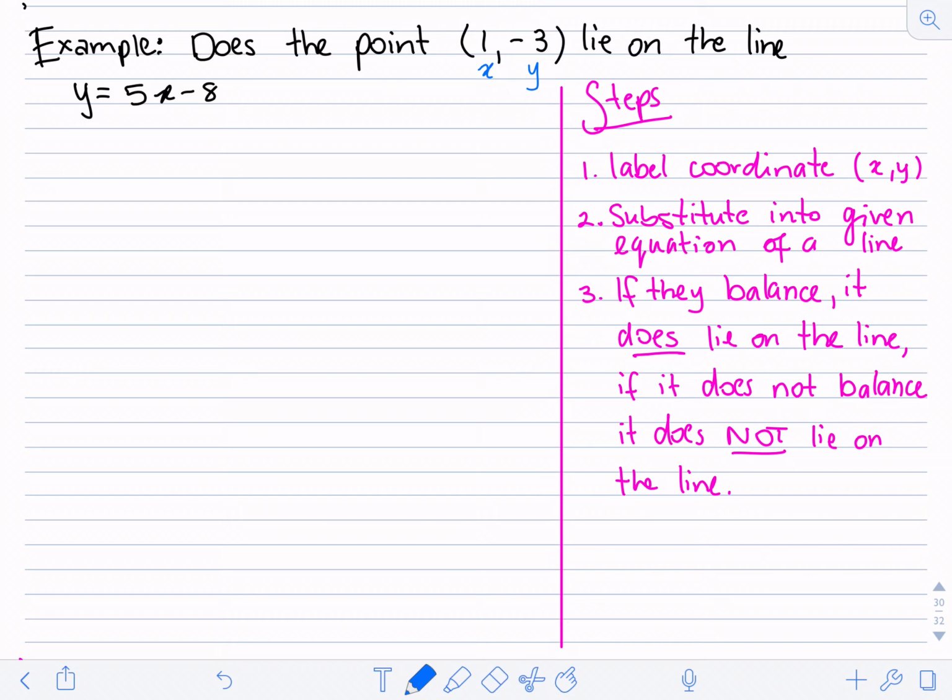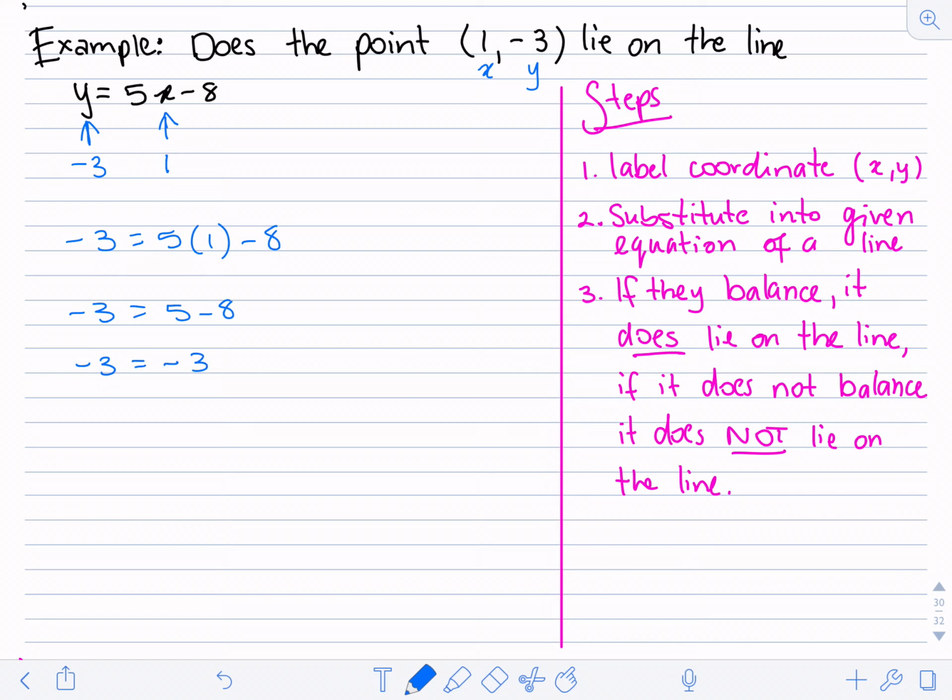The coordinate is (1, -3), and we know the first number is an x value and the second number is a y value. Second step, substitute into the given equation of a line. We're given the equation y equals 5x minus 8. So y equals negative 3, and I'm going to put that negative 3 where the y is. And x equals 1, so I'm going to put the 1 where the x is.